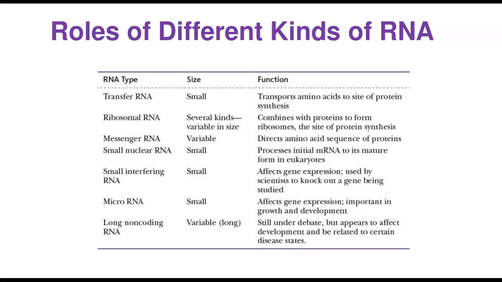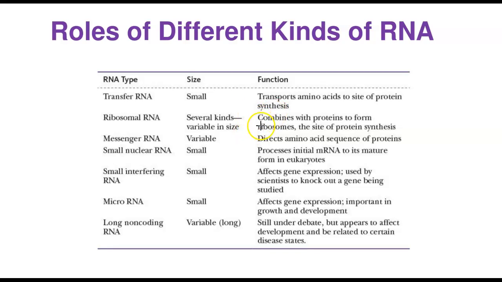We're going to look at the size and we're going to look at the function. The transfer RNA is small. What does it do? It transports amino acids to the site of protein synthesis. At that site of protein elongation, in translation, it is the transfer RNA that brings every amino acid and synthesizes the peptide bonds.